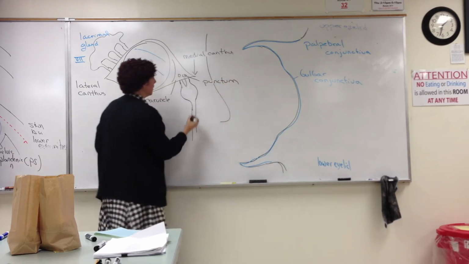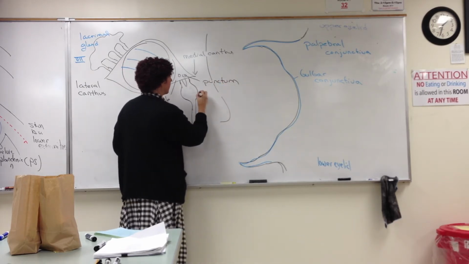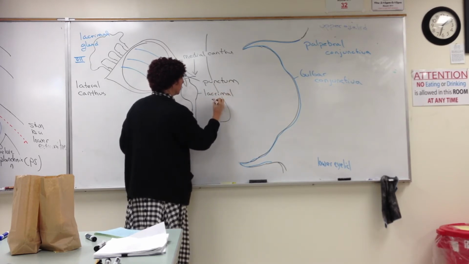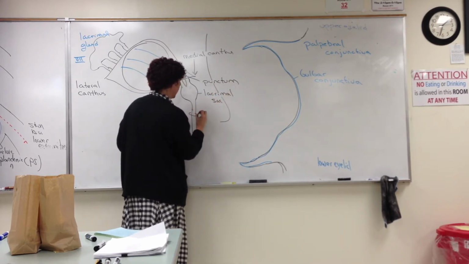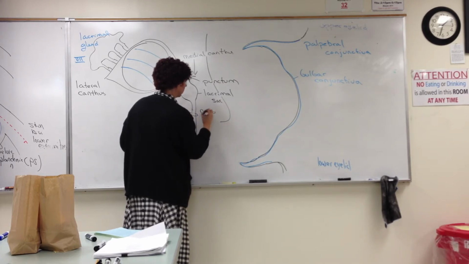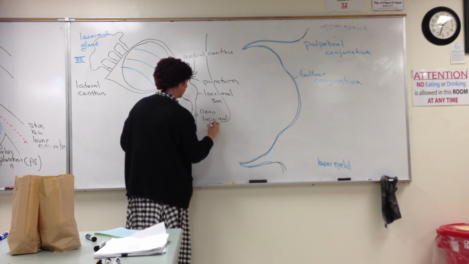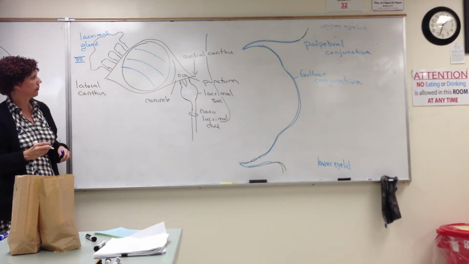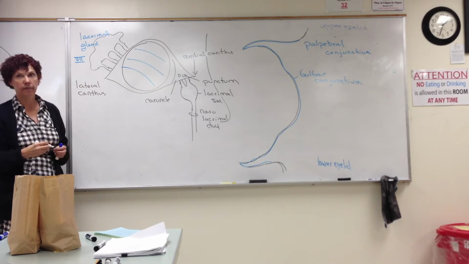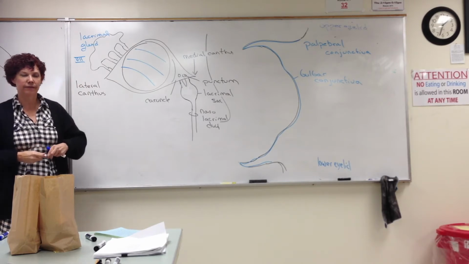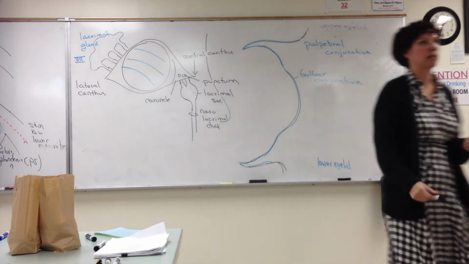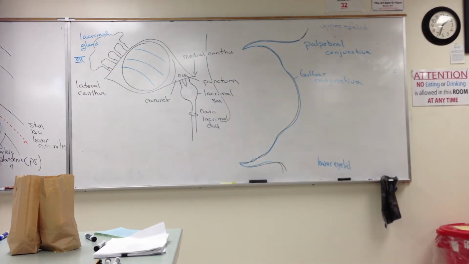They drain the tears into the lacrimal sac, and then the tears flow down the nasolacrimal duct. It's called nasal because it empties into the nasal cavity, which is why your nose runs if you cry. It overflows the pace at which we normally swallow the tears.